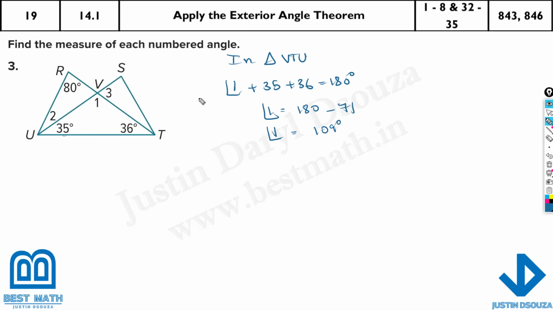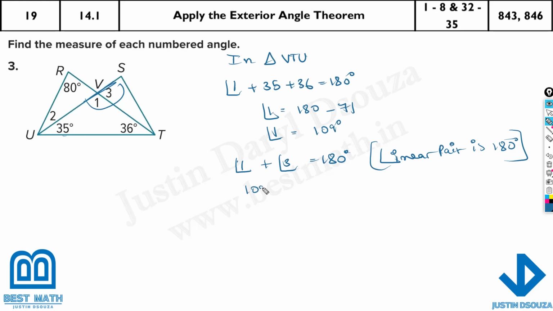Measure of angle 1. Now we found measure of angle 1, but what about this? See, this is point V, but we're not taking all of V. We are just focusing on this part here. We can tell measure of angle 1 plus measure of angle 3 is equal to 180 degrees. Why? Because it's a linear pair. Linear pair is 180 degrees when you add them up. So now I can substitute what is 1, that is 109 degrees, plus measure of angle 3 will be equal to 180 degrees. Let's take it to the other side. Measure of angle 3 will be 180 minus 109. So measure of angle 3 is equal to 71 degrees.